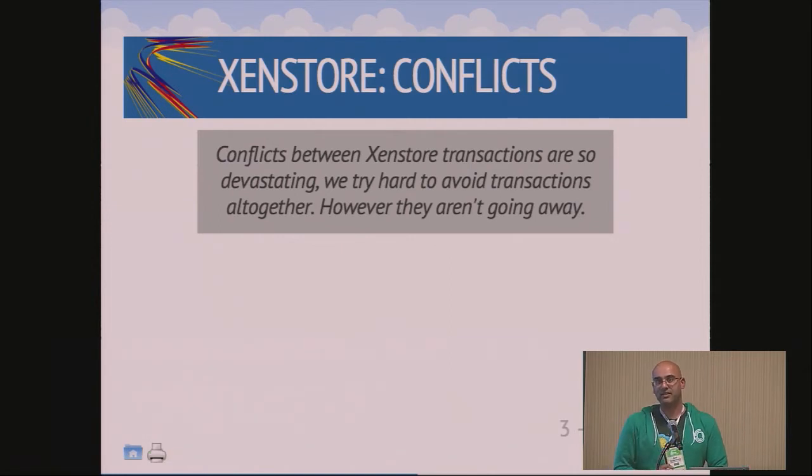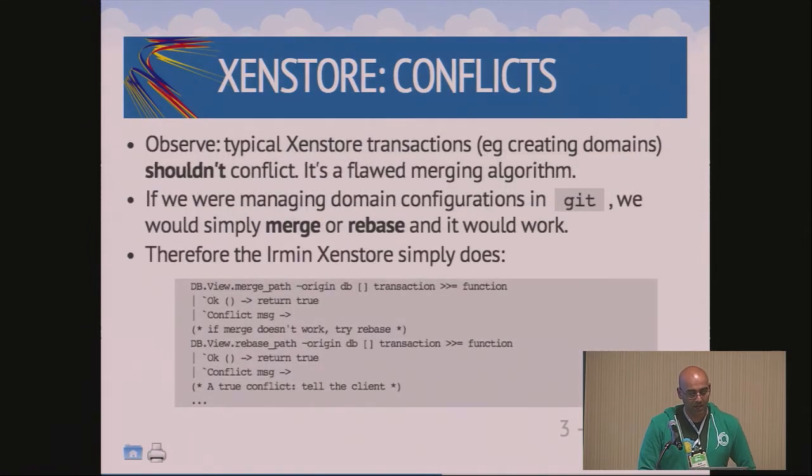And no matter how hard we try to avoid them, though, they're not going away. So we do need to just figure out how to fix this stuff and move on and start doing the interesting things. So luckily, it's not all doom. We do have an answer. And the observation is that typical XenStore transactions, like creating domains, for example, fundamentally don't really conflict. It's just a flawed merging algorithm that doesn't recognize that it can just fix up a transaction very easily and make it simple to launch them.